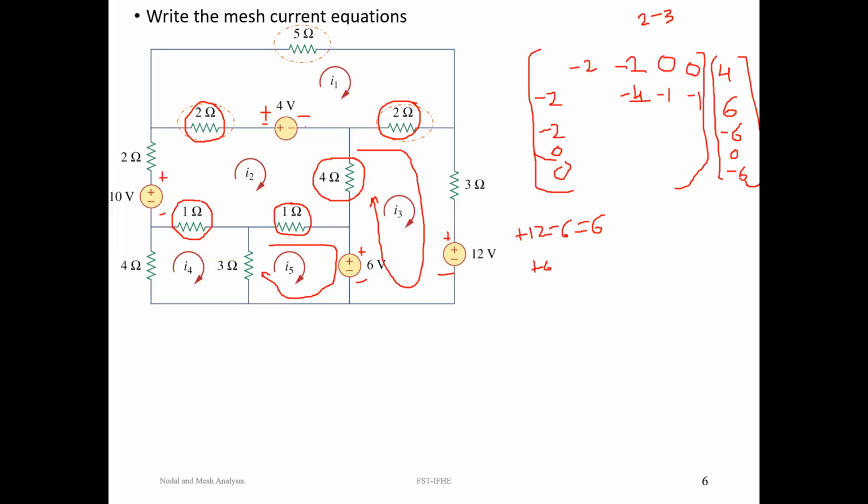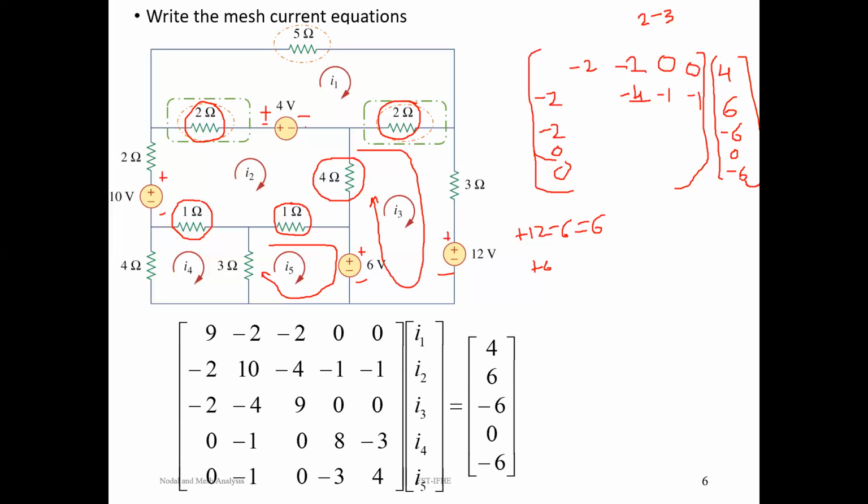First add all the resistors in the first mesh and then identify the resistors common between first mesh and second mesh, first mesh and third mesh, first mesh and fourth mesh, first mesh and fifth mesh. In this way, we can fill up the complete mesh analysis equation.